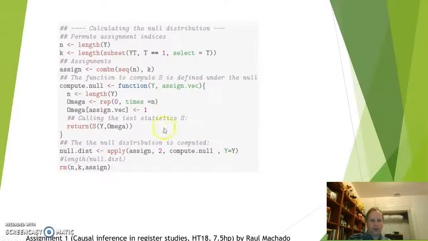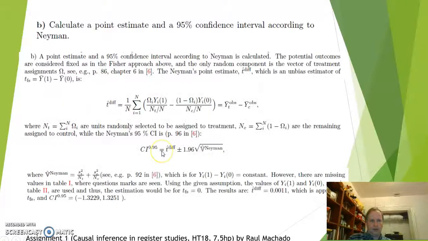You can see, for instance, for the null hypothesis you compute omega. Here you assign the 252, and then you assign the zeros and put the ones, and you compute the null distribution. Okay. Now, the next step is to calculate the point estimate and the 95% confidence interval according to Neyman.